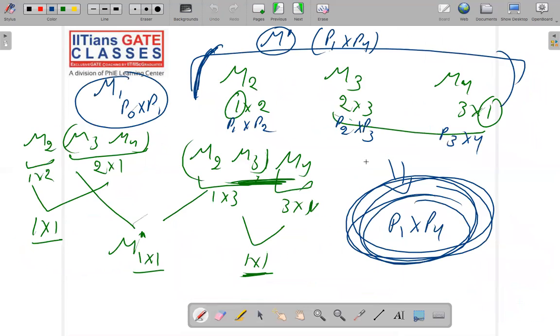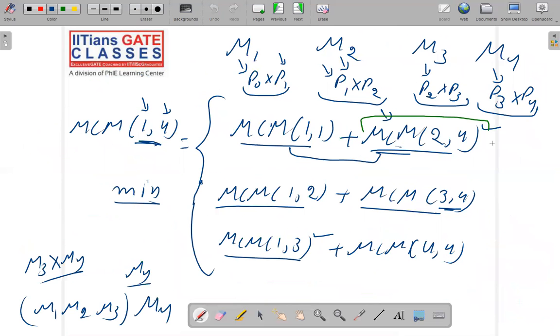So here, what I can say is that there is a cost associated with this split. You can say this choice, which I already know, is P0, P1, P4. Okay, it will always be there. And for this one, what is the cost? Similarly, let's calculate for this one first.